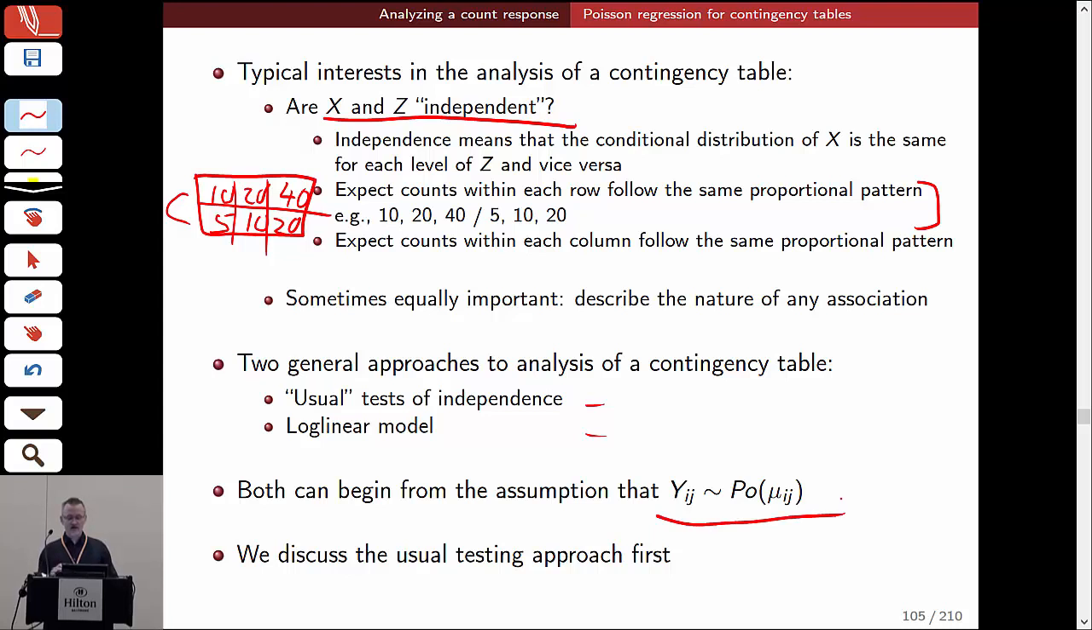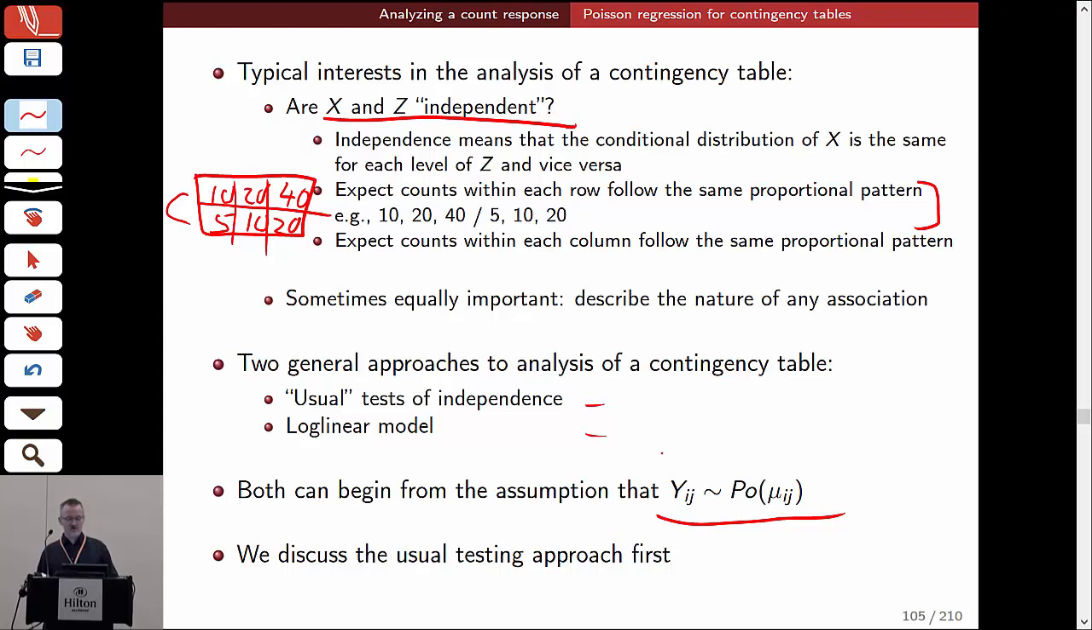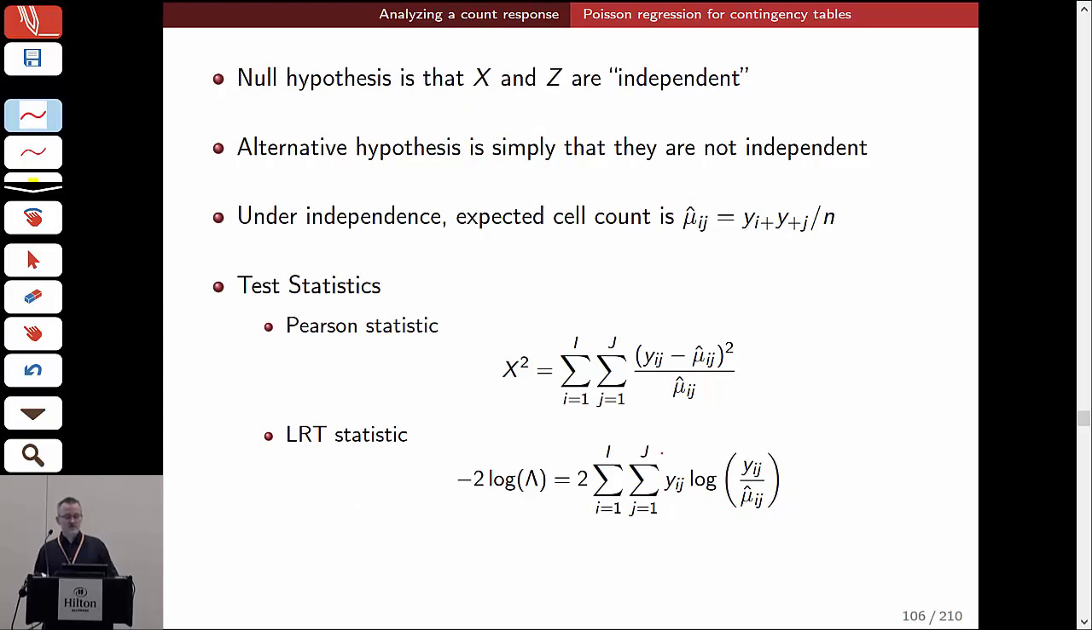Both of them can begin from the assumption that the counts that you get in the contingency table, the ith row and the jth column, each comes from a separate Poisson distribution. So this table has a separate Poisson distribution for each of these counts. You can start from that assumption, and that will allow you to derive all of the theory for either one of these 2 methods. So first, we'll start with the testing approach. The null hypothesis that we'll start from is that the 2 variables are independent of each other, and the alternative hypothesis is simply that they're not independent.